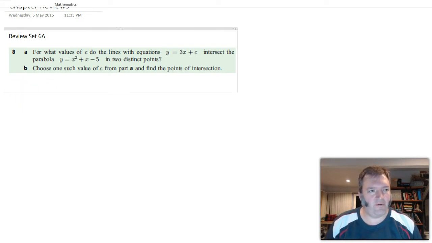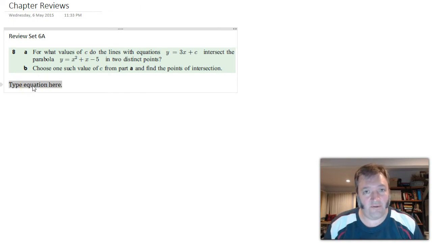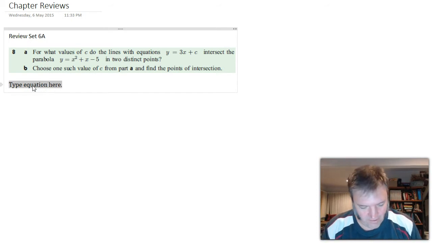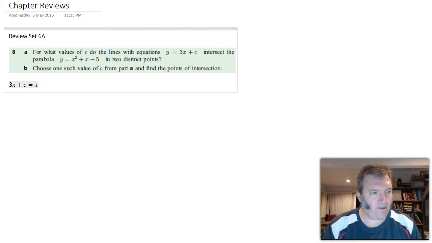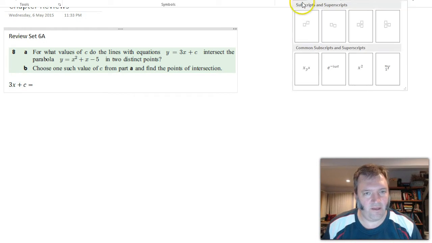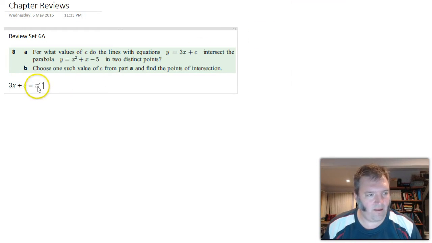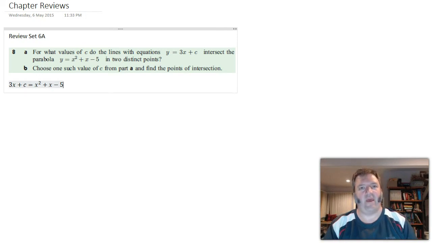So we're going to start this one off, of course, by letting the equations equal each other. How are we going to find where things intersect? They're going to be equal, so the y values will be equal. So I can start with 3x plus c is equal to x squared plus x minus 5.